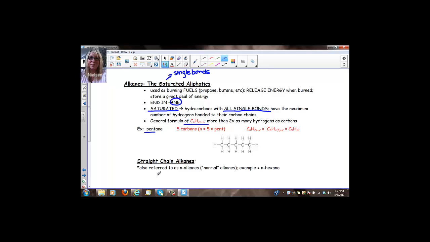Straight-chain alkanes are also referred to as N-alkanes, or N-pentane, or in this example, N-hexane, and the N simply just means normal. You don't have to write the N. If you write pentane, it's just pentane. If you see N-pentane, it's still just pentane.